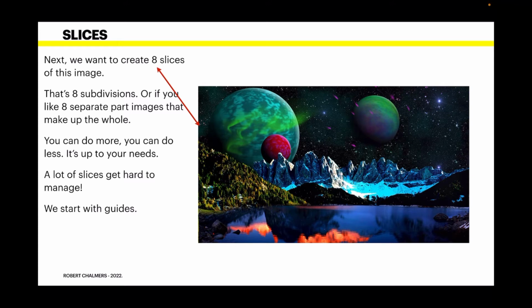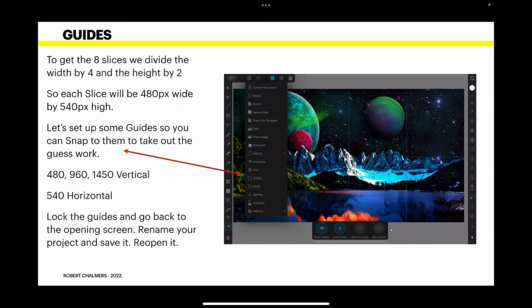But we'll start with guides. Let's see if we can make it a bit easier. To get the 8 slices, we divide the width by 4 and the height by 2. So each slice will be 480 pixels wide by 540 pixels high. So let's set up some guides so you can snap to them to take out the guesswork of making this. So put a vertical guide at 480, 960 and 1440. And put a horizontal guide at 540. Really easy to do. You know how to do that.